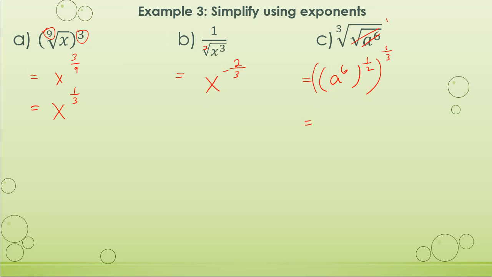Now let's simplify. This is just power of a power of a power law, which just means multiply your exponents. 6 times 1/2 is 3. 3 times 1/3 is 1. This is just simply a to the 1, which obviously is just a. Looked crazy. Wasn't actually too bad once we broke it down step by step. Start on the inside, work your way out.